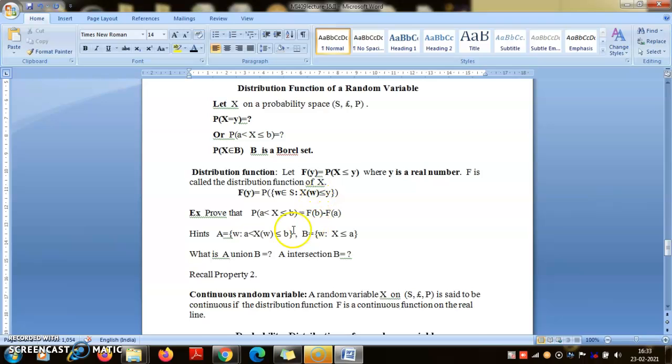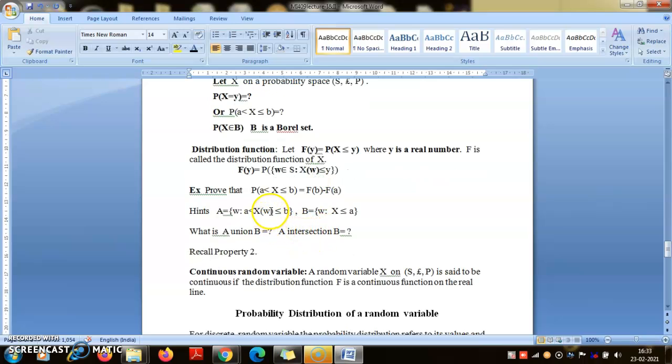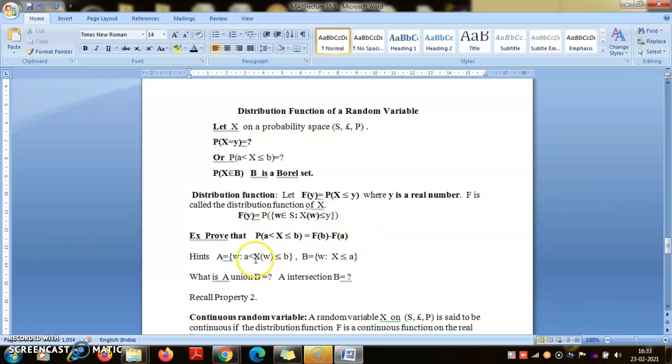Now it is a matter of proof. I am leaving this exercise for you: prove that the probability that X is between a and b is F(b) minus F(a). Here you will have to use the finite additive property that you have proved. I am leaving it here for now, so please try this exercise.